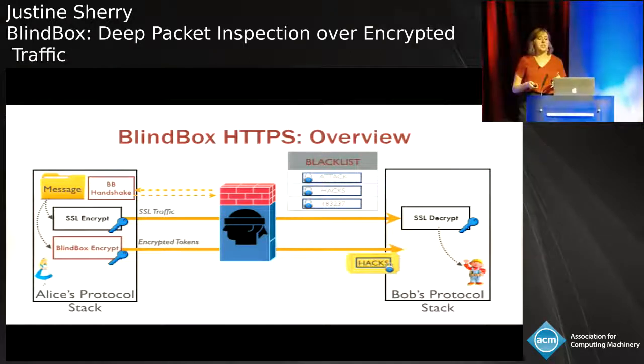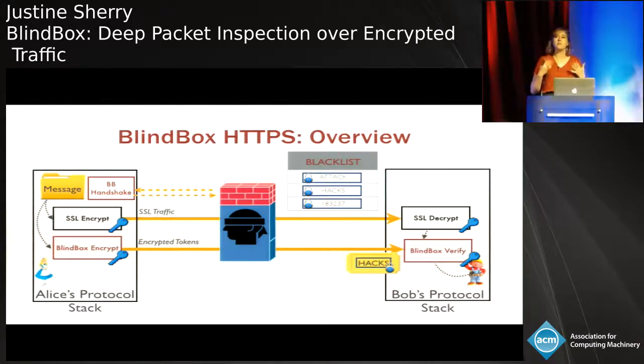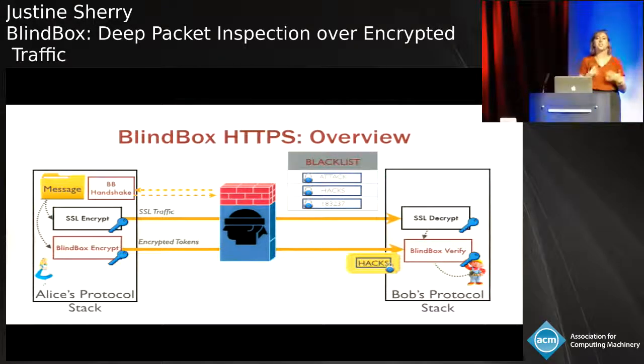When Bob receives these encrypted tokens, he's going to verify that Alice performed the protocol honestly. And that's to make sure that she doesn't evade detection.